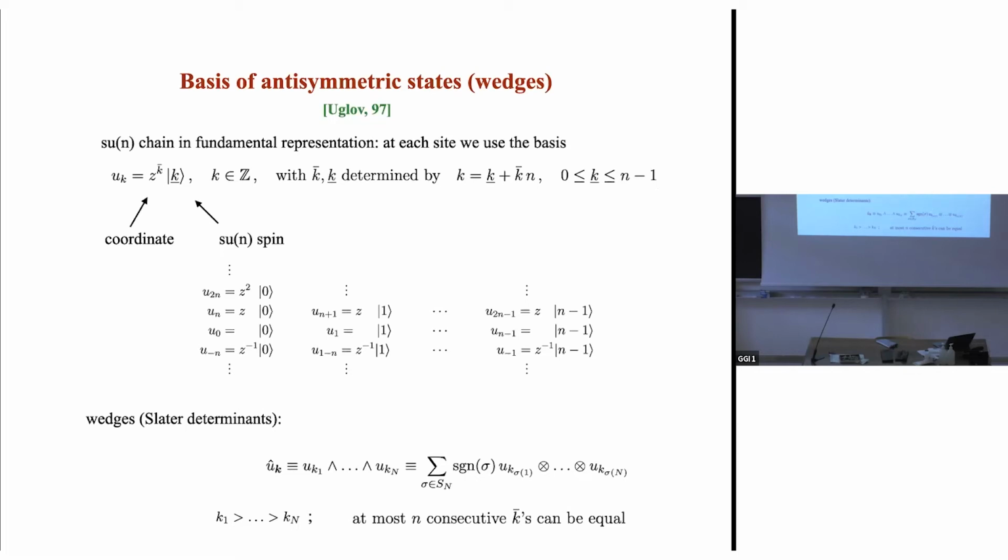So you get a basis of wedges, or Slater determinants if you want, characterized by a collection of integers corresponding to each site. And these integers, because of the antisymmetric nature of these vectors, have to be different. And by this definition, at most n consecutive integers, momenta if you want, can be equal. These k bars are like momenta. So at most n consecutive k can be equal.